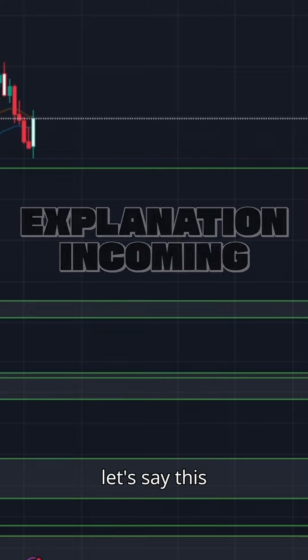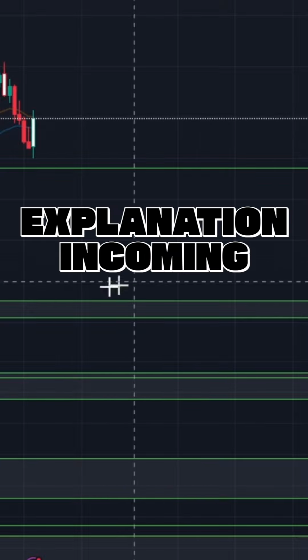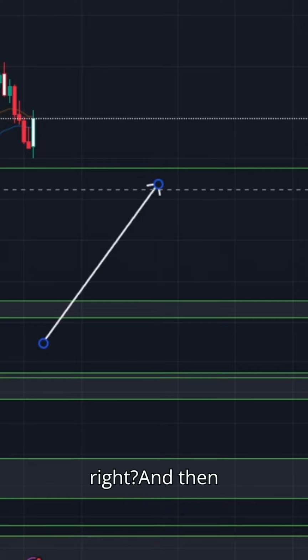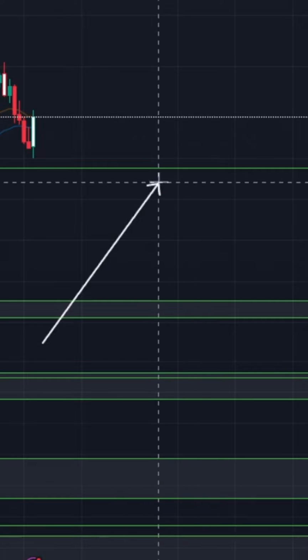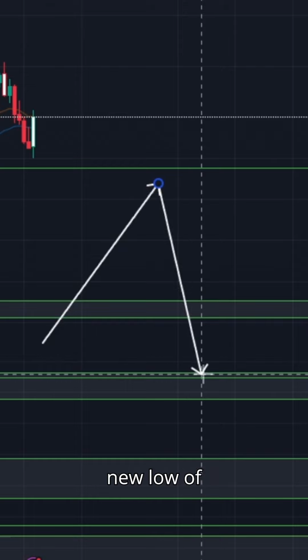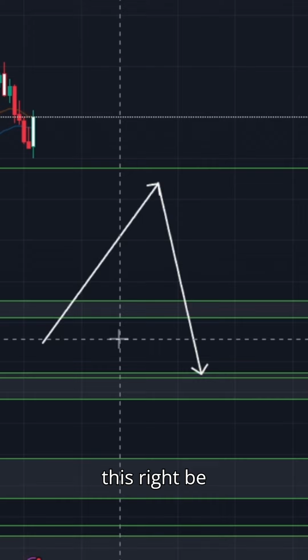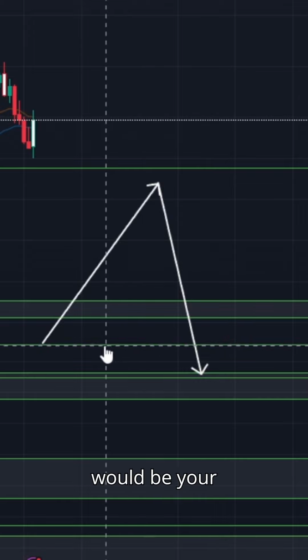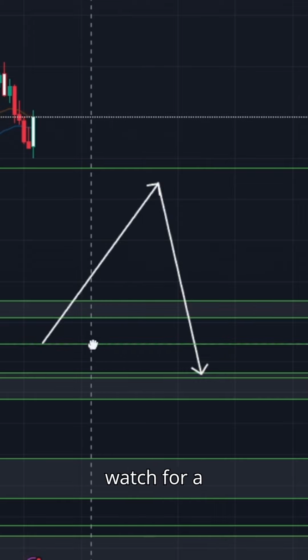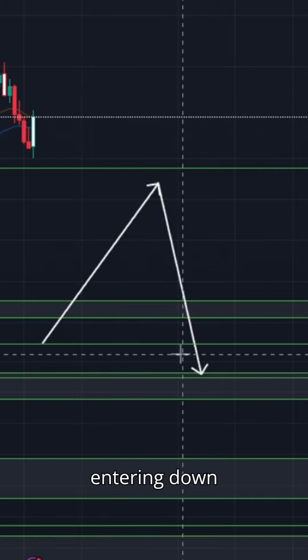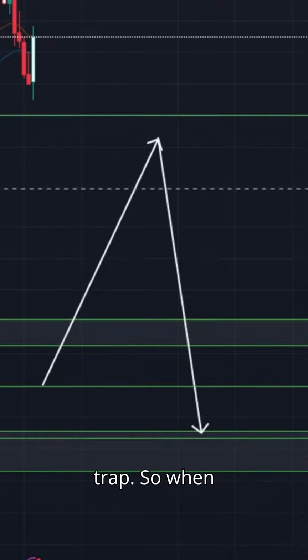So let's say this is the RTH price action. Let's say we push up at the open, right? And then we pull back, right? Let's say we make a new low of day. So this right here would be your significant low of interest to watch for a potential false breakdown, right? But we're not necessarily entering down here. We're waiting for the Fibonacci trap.